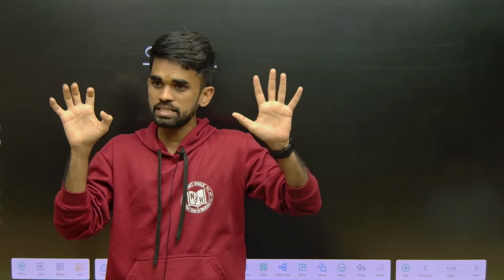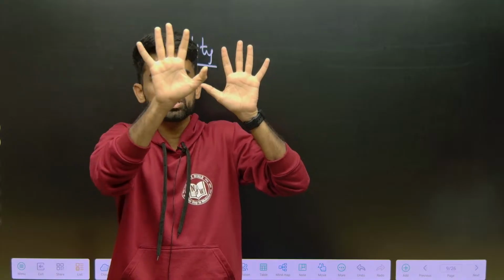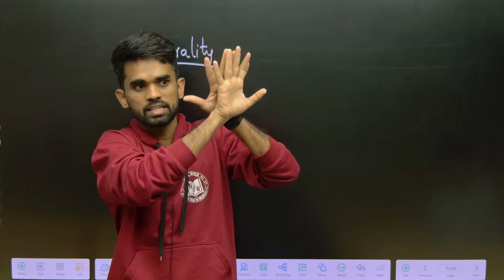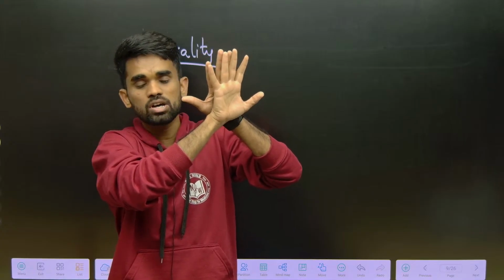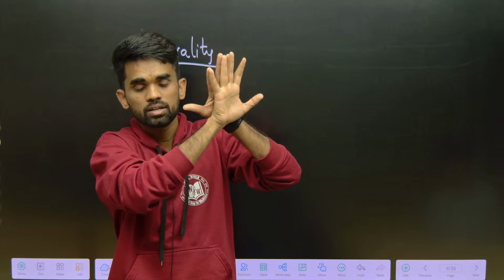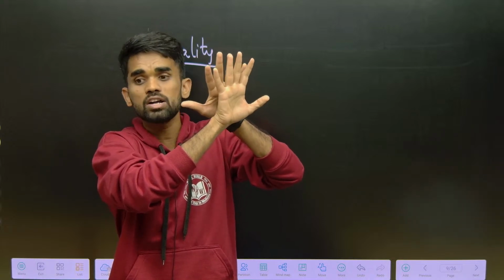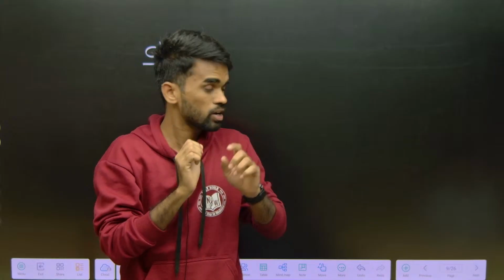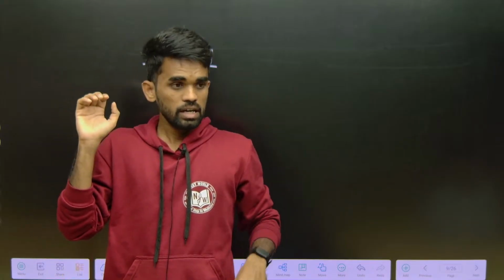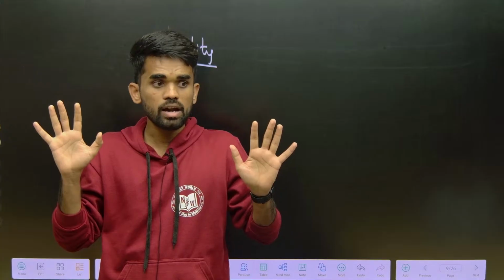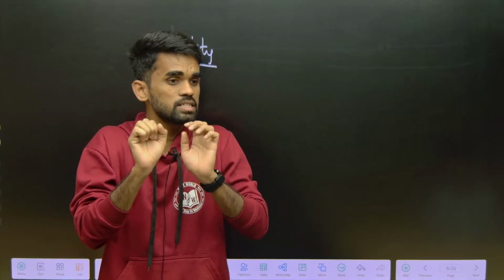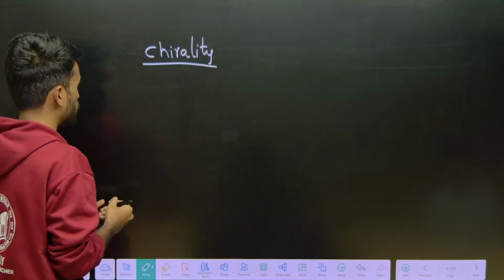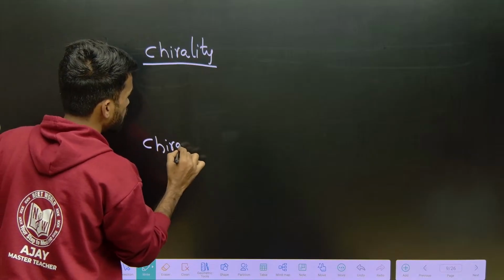Now take this right hand and keep it on its mirror image. Are they superimposing, are they merging? No. See, the index finger and little finger are not merging. This concept is called non-superimposability. If compounds have non-superimposability, then they are optically active. Once again, what is optical activity or chirality? If 2 stereoisomers are not superimposable, we say they are optically active. Or in simple words, I can say chiral carbon.